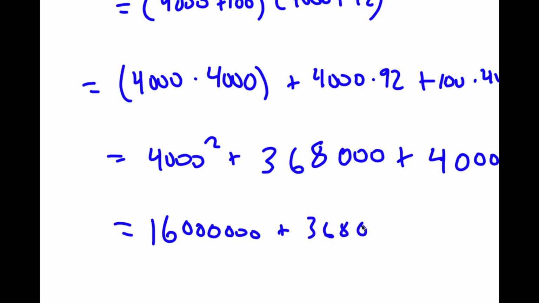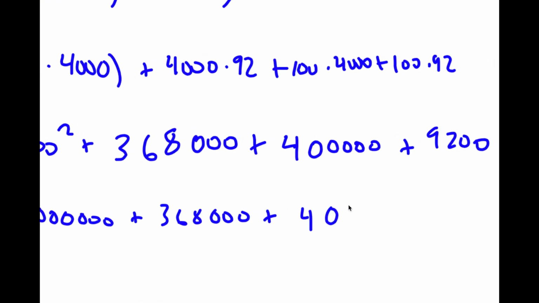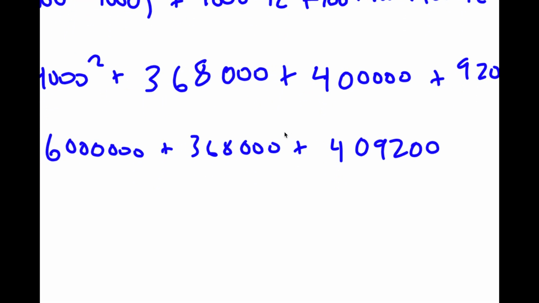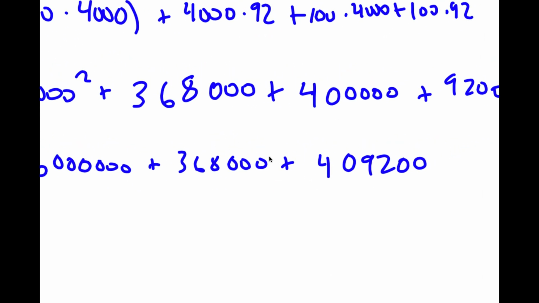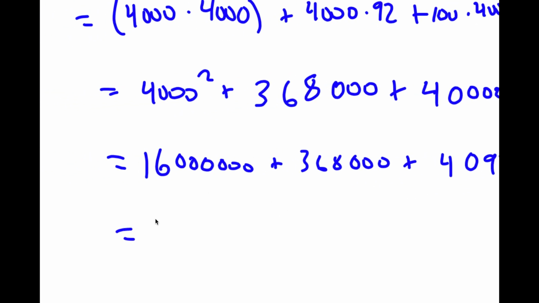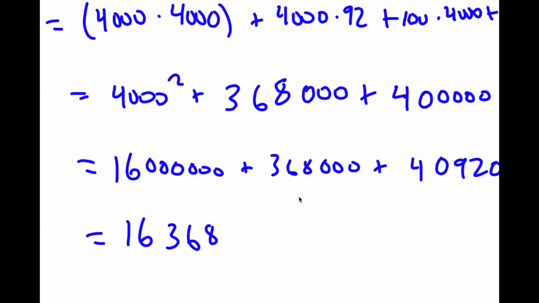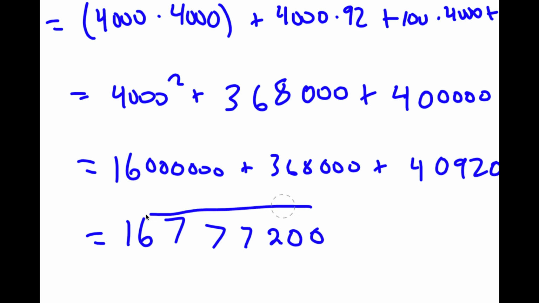So I have this plus 368,000 plus 400,000 plus 9,200, sorry, 409,200. So now I have 16 million plus 368,000, which is 16,368,000, but I have plus 409,200. So this is going to be 16,777,200. So this is my answer.